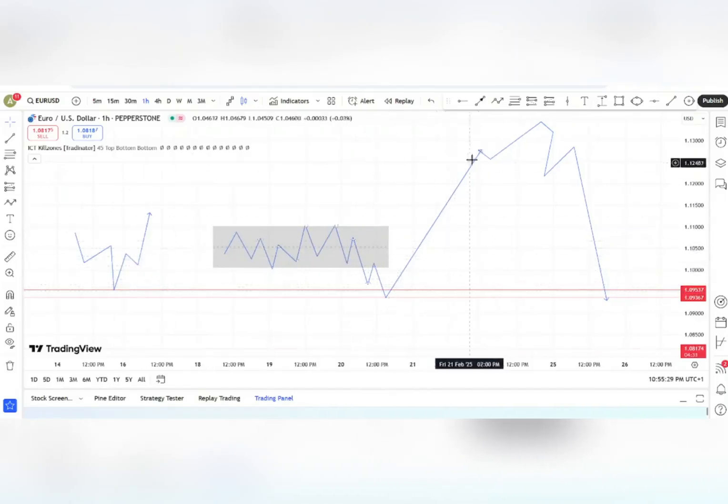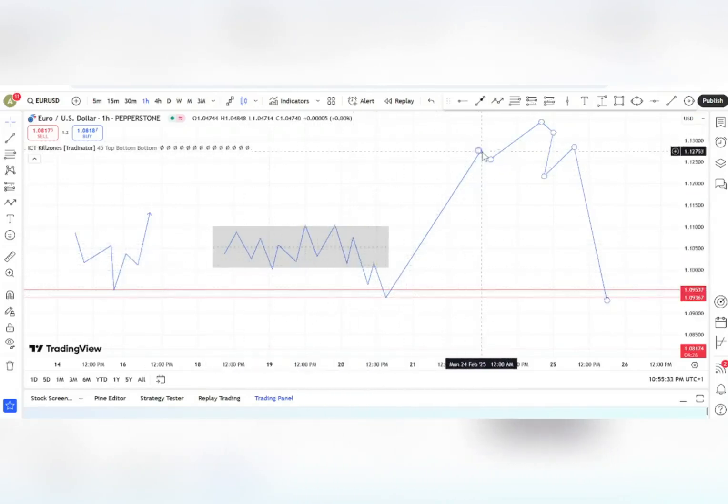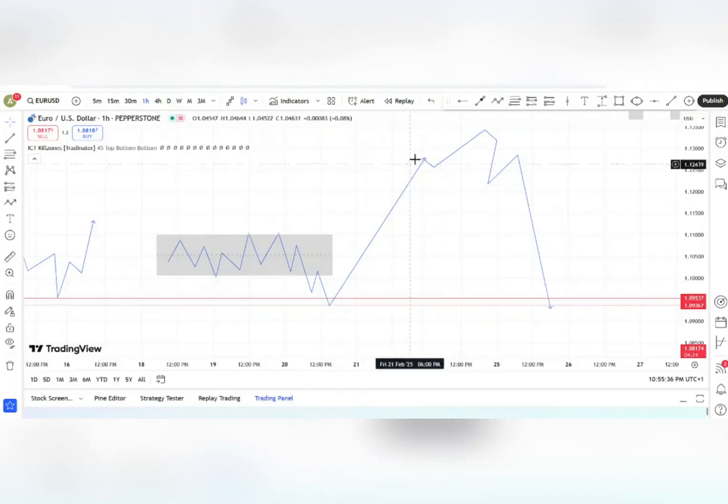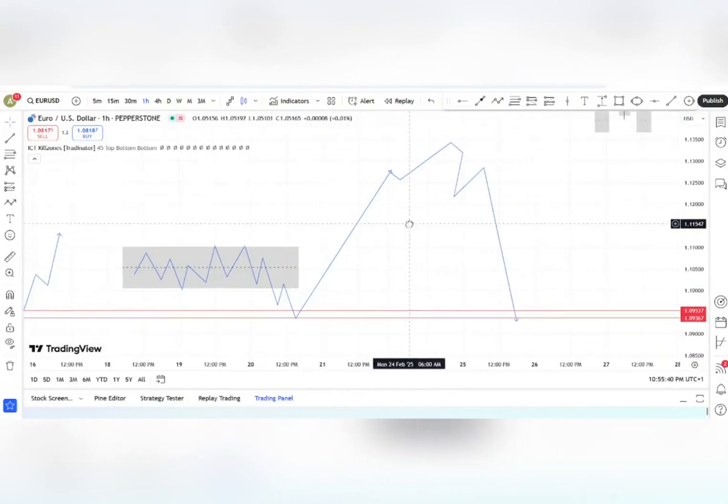So this is the flow we want to catch: accumulation, manipulation, and distribution. In the market, we wait to see manipulation, and then we catch the distribution. The last one is the X, the continuation or reversal.